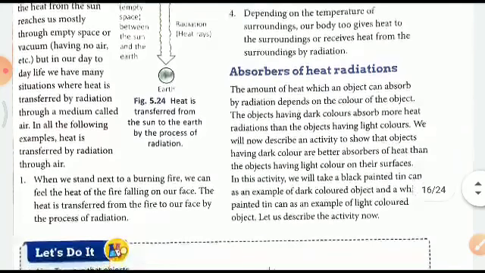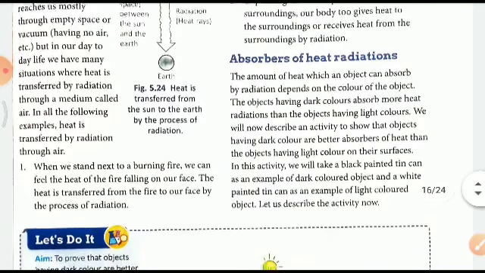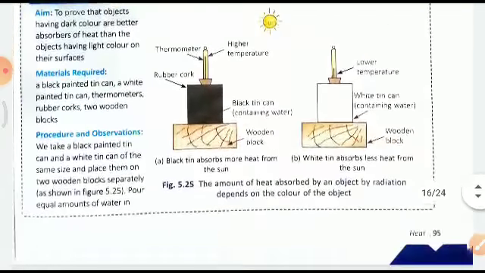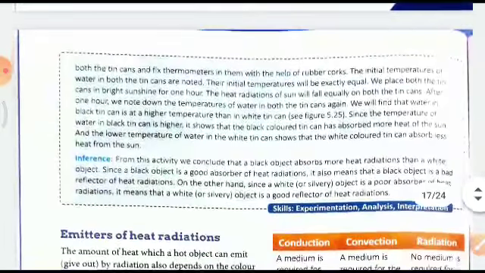Now, absorbers of radiation. The amount of heat which an object can absorb by radiation depends on the color of the object. The object having dark color absorbs more heat, while the objects with light color absorb less heat, and this is one of the reasons why we wear light clothes during summer and we wear darker clothes during winters, right? Now this is an activity given here.